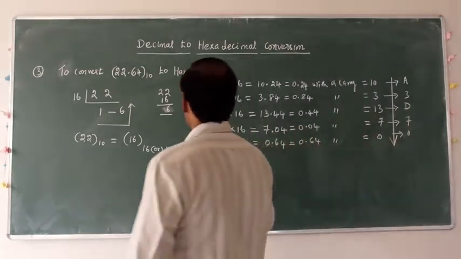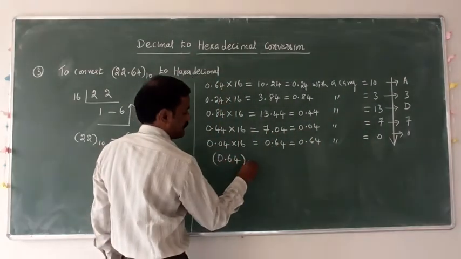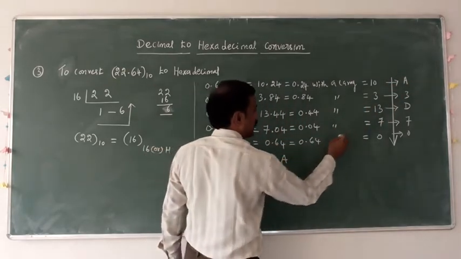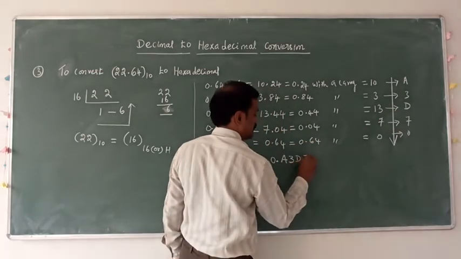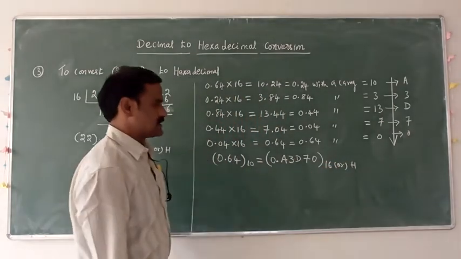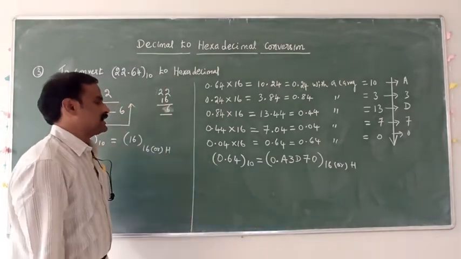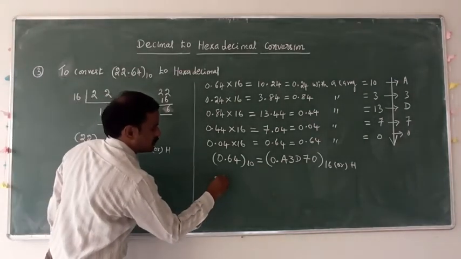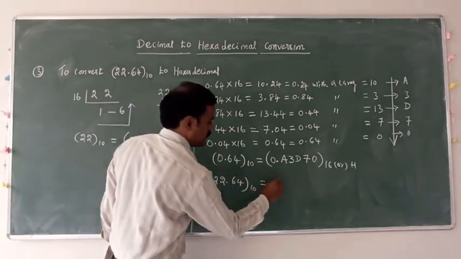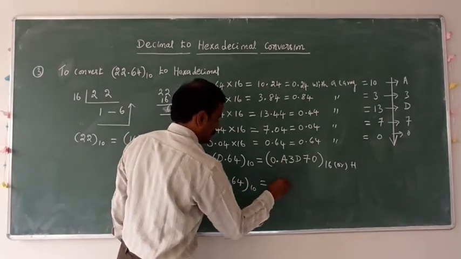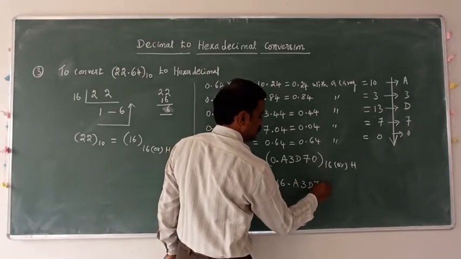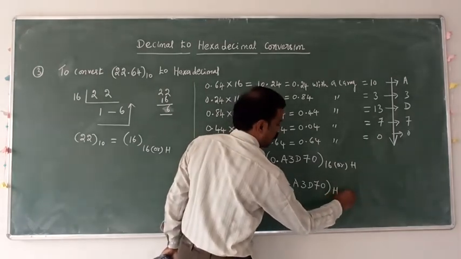We write the result, 0.64 base 10 equals point, from top to down: A, 3, D, 7, 0 within bracket 16, or H. The base is 16, or H. And then finally, 22.64 base 10 equals 22, whose hexadecimal value is 16, then the decimal point, and 64 whose hexadecimal value is A, 3, D, 7, and 0 within bracket H, or 16.